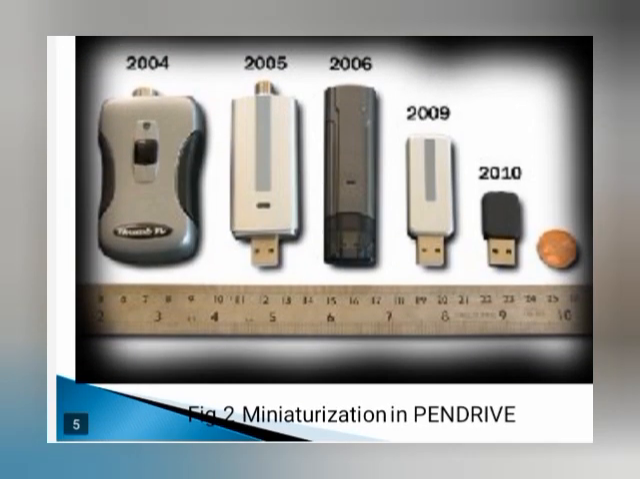Now you see the miniaturization of the pen drive. The larger pen drive becomes a smaller chip one. So this is the idea behind miniaturization. The size scale at the bottom is useful to identify how much the size of the pen drive is reduced.